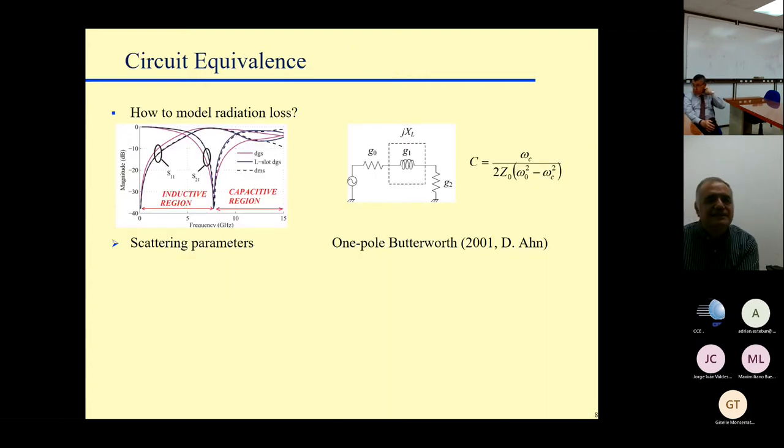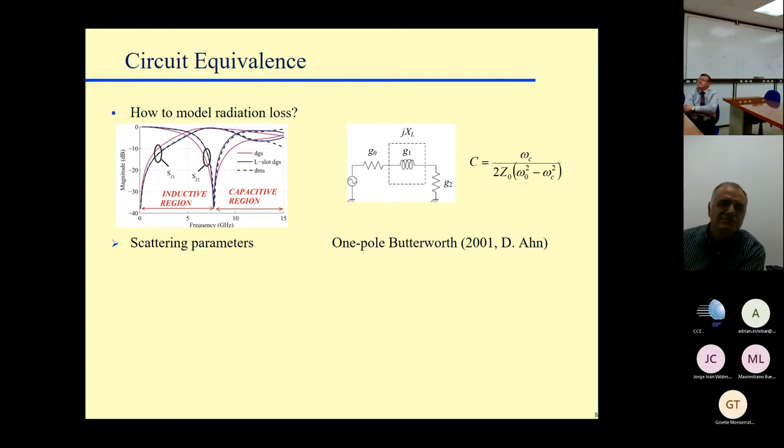For the circuit equivalence, well, we need to model radiation loss because it's an important characteristic of these structures. The figure shows S parameters of the two unit cells, the L slot and conventional DGS structures, but shows the same resonant frequency. However, we can see that the difference between both frequency responses depends on the resistance and the radiation loss.